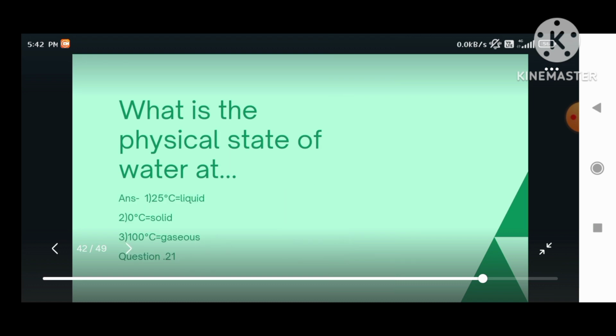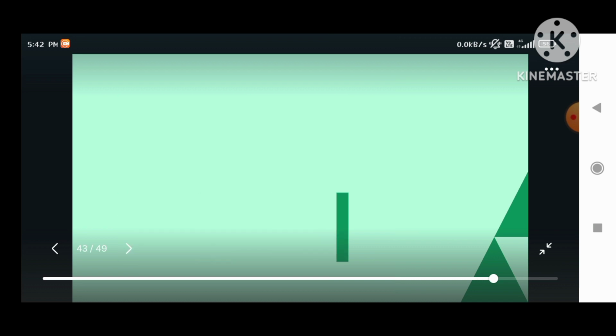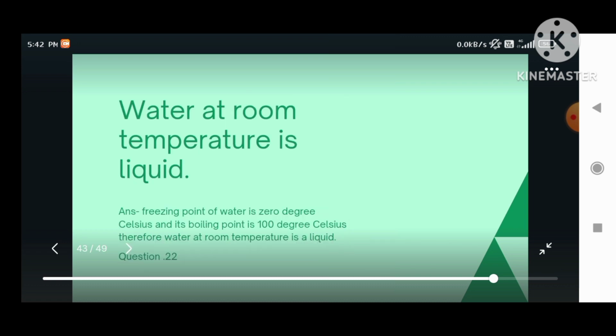What is the physical state of water at 25 degrees Celsius? It is liquid. At 0 degrees Celsius it is solid as ice, and at 100 degrees Celsius it is gaseous as water vapor. Water at room temperature is liquid because the freezing point of water is 0 degrees Celsius and its boiling point is 100 degrees Celsius. Therefore, water at room temperature is a liquid.